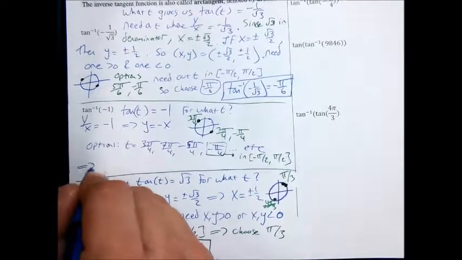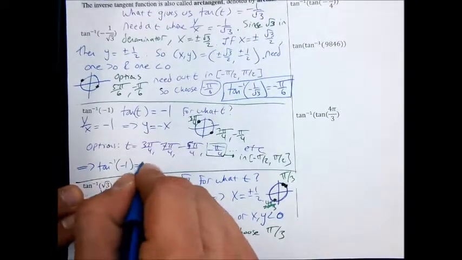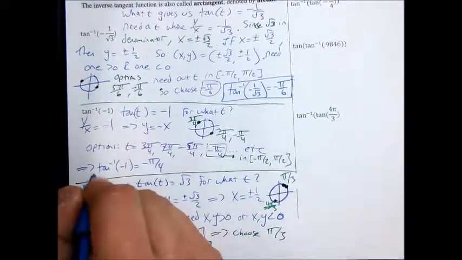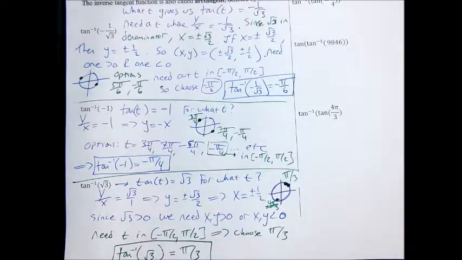And so our final answer then, tan inverse of minus 1 is minus pi over 4. Questions? Okay.